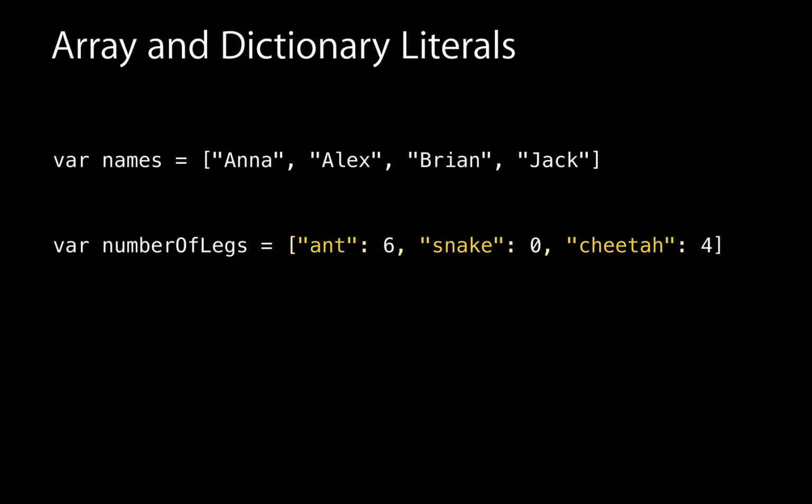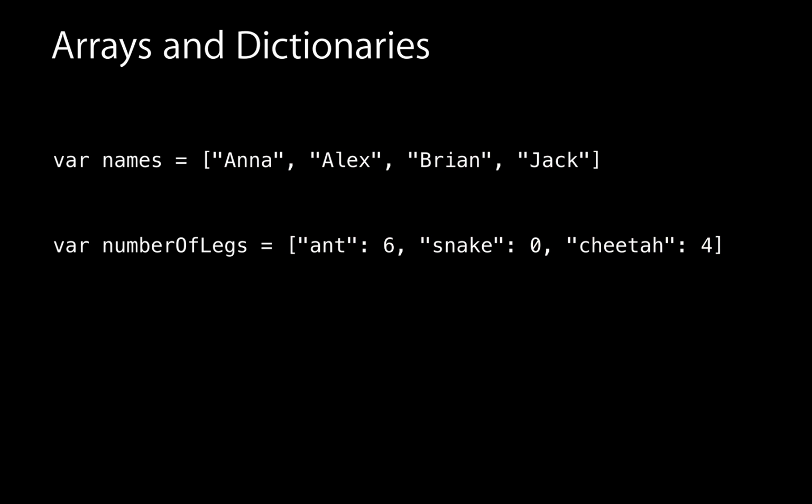Here, we have keys, which are strings, the names of some animals, and integer values, the numbers of legs that those animals have. So these literals are very familiar, but array and dictionary actually have 2 things that are quite different from NSArray and NSDictionary. The first is they can work with any type.